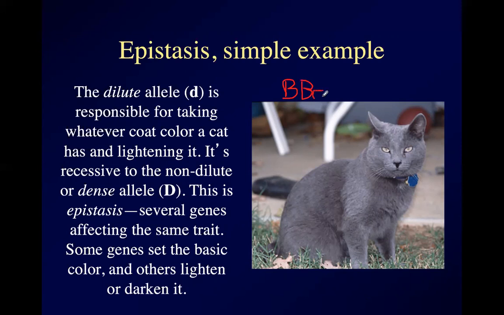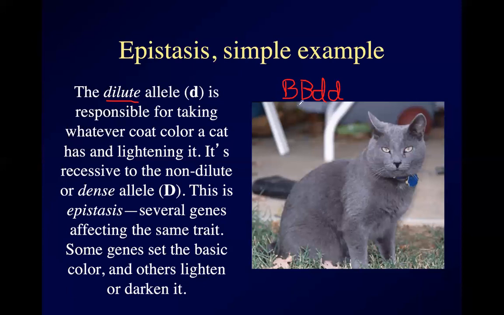However, it's also homozygous recessive for a gene that we can abbreviate with the letter D. And the recessive allele is called dilute. And if a cat is homozygous for the dilute allele, whatever color the cat has is going to get lightened a notch. It actually changes the number and arrangement of pigment granules inside each hair.